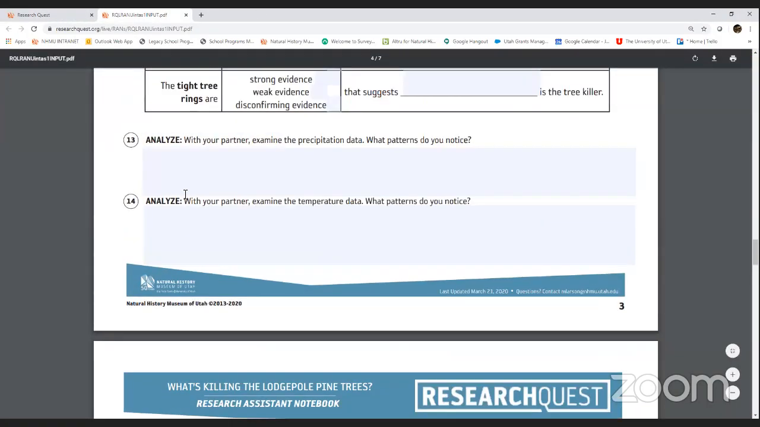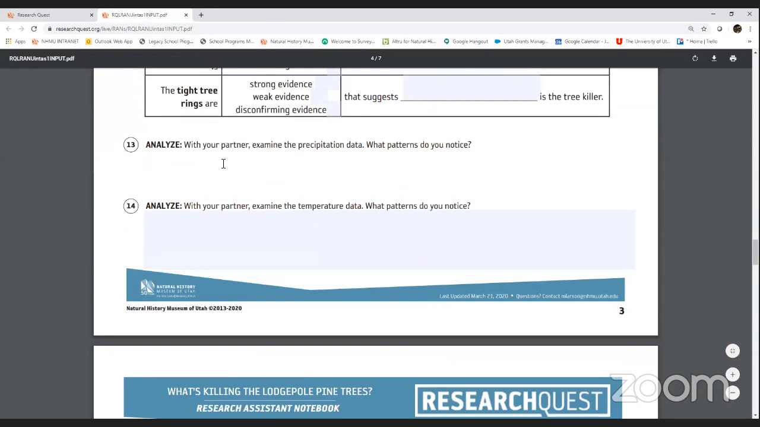Okay, so now you've had a chance to look at that. On your own or with a partner, I want you to respond to the question at the bottom of page 3 in your research assistant notebook. So examine the precipitation data. What patterns do you notice?